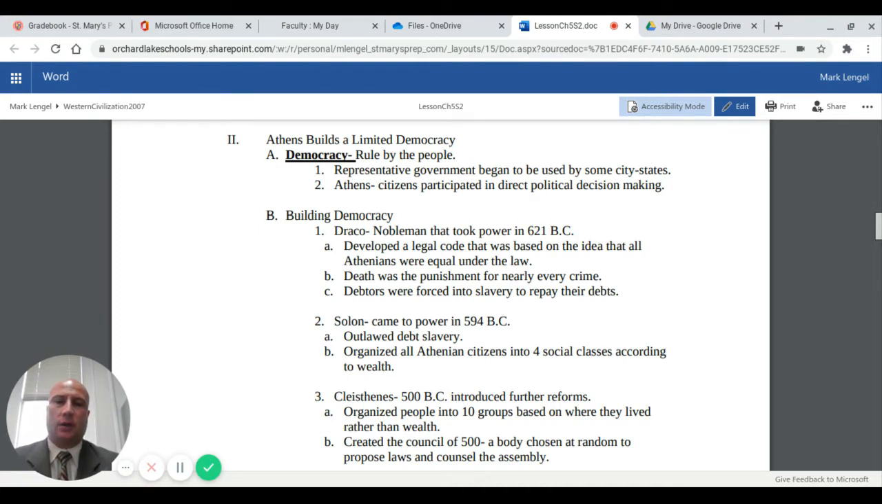He then organized all Athenian citizens into 4 social classes according to wealth. So this is kind of the start of districting. So he starts to put people organized by where they live, essentially, or how much money they make.